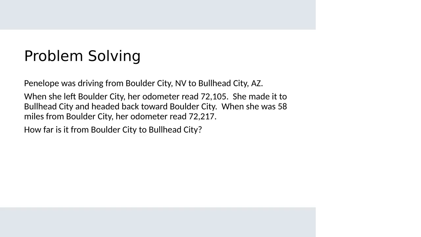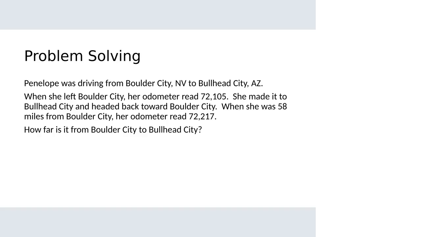Penelope was driving from Boulder City, Nevada to Bullhead City, Arizona. When she left Boulder City, the odometer in her car that says how many miles she's driven read 72,105. She made it to Bullhead City and headed back toward Boulder City. And when she was 58 miles from Boulder City, her odometer read 72,217. And then the question says, how far is it from Boulder City to Bullhead City?